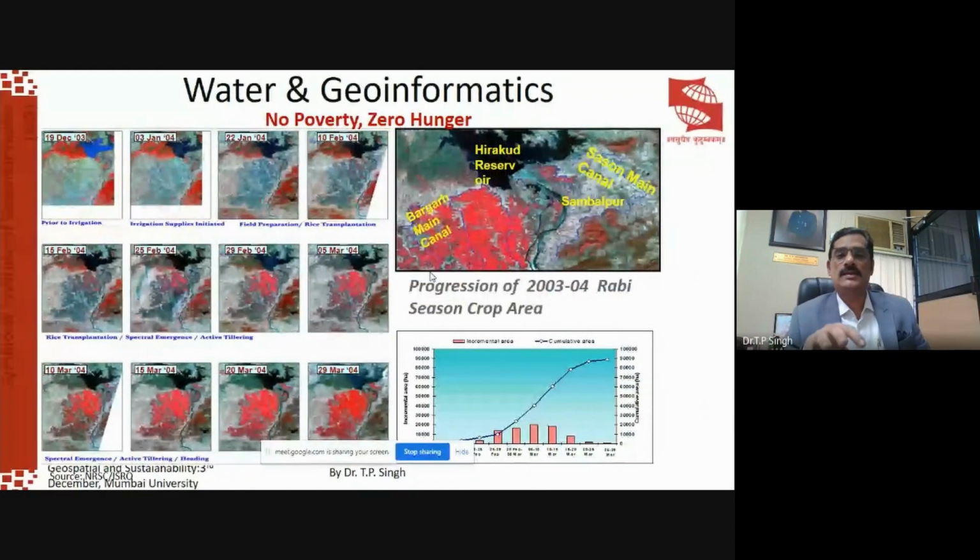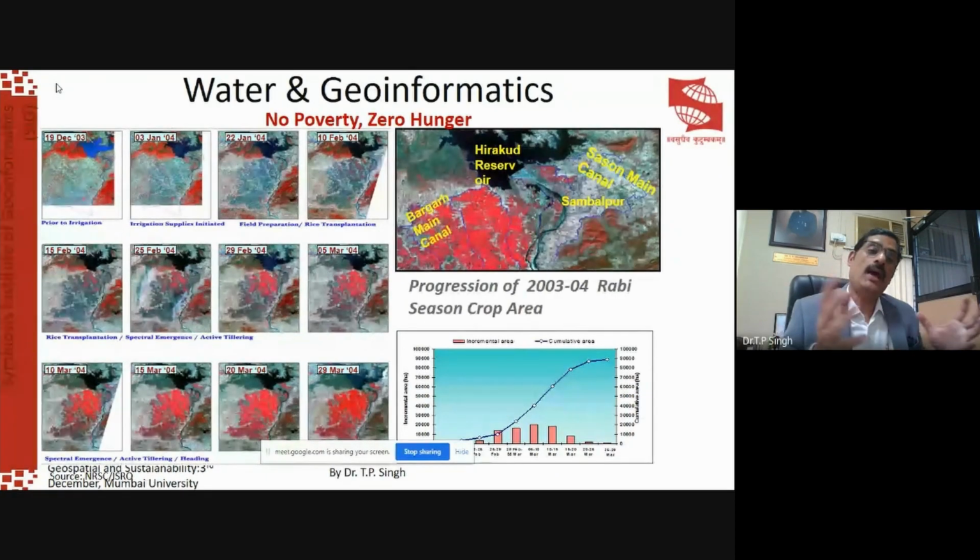I'll give you an example to understand how to achieve the zero hunger goal. When water rotation started in the Bargarh main canal of the Hirakud reservoir in Odisha state, you can see that on 19 December 03, there was no agriculture at all. But subsequently, if you look at the other images, from 15 February, 25 February, 29 February until 29 February 04, you can see how much area has been cultivated.